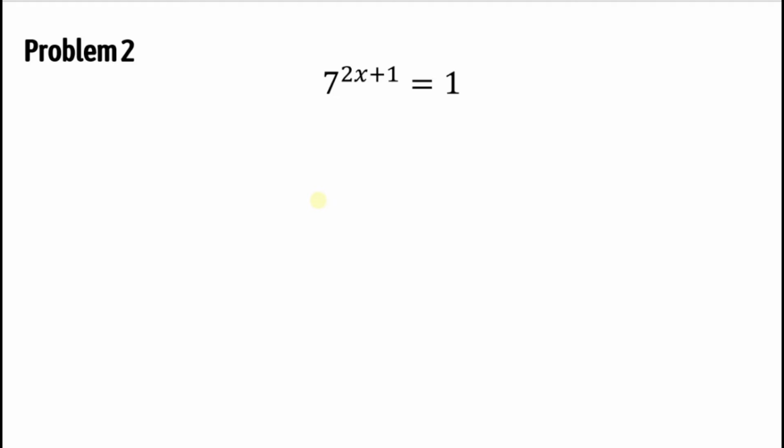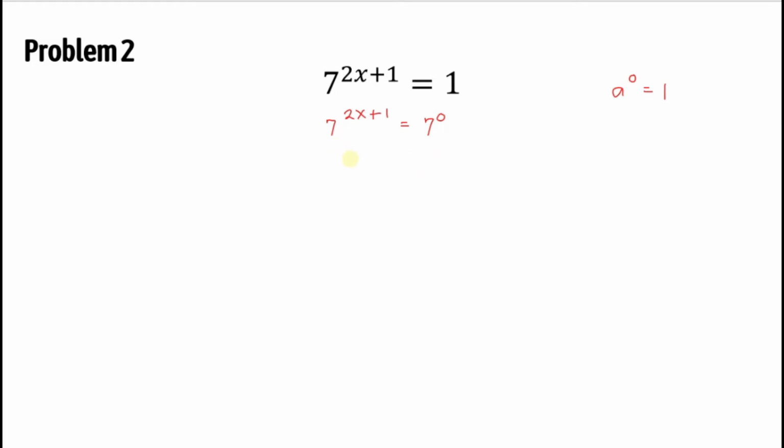How about 7 raised to 2x plus 1 equals 1? How we are going to solve this? How we are going to make the base of both sides of the equation the same. So we are going to use the law of exponent, which is a raised to 0 equals 1. Meaning, any number raised to 0 is always 1. So therefore, we can express this as 7 raised to 2x plus 1 equals 7 raised to 0. Because 7 raised to 0 is also equal to 1.